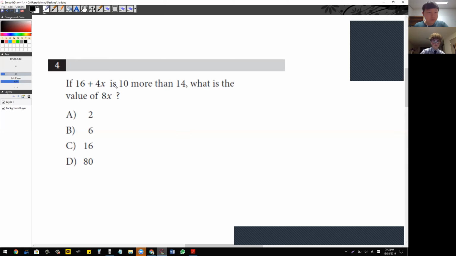Okay, question 4. 16 plus 4x is 10 more than 14. What is the value of 8x? I'll give you some time for it. Did you get 80? Okay, so 16 plus 4x is 10 more than 14, which is 24, right? So all that's saying is that this is 24.